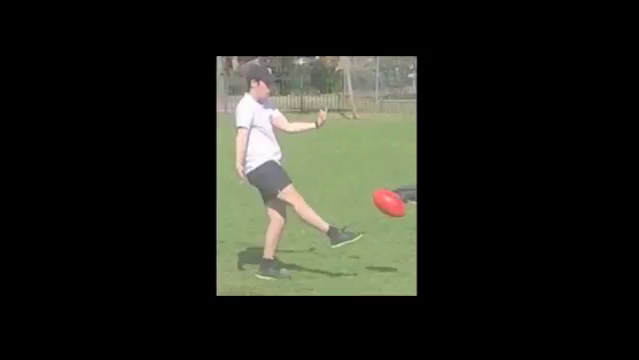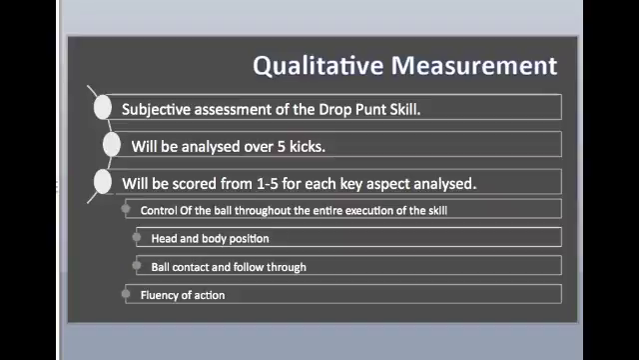Qualitative measure is a subjective measure where the execution of the drop punt skill is looked at. The subject will be assessed over 5 kicks to get a wider range of results. The participant will be scored from 1 to 5 for each of the key aspects: control of the ball throughout the entire execution of the skill, head and body position, ball contact and follow through, and fluency of action.